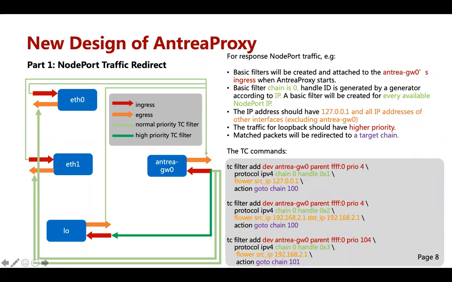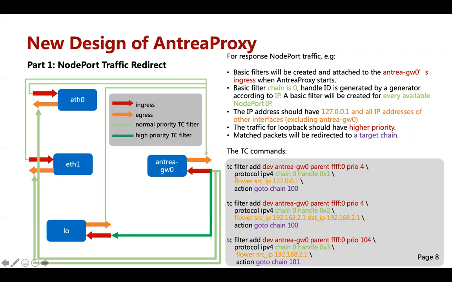Okay, for response. Like iptables, TC supports hierarchical chains. We know that the only difference of NodePort is the port number. To redirect the response traffic to the interface where the request traffic is from, according to the source IP of the traffic, some basic filters will be created to redirect the traffic to a target subchain.